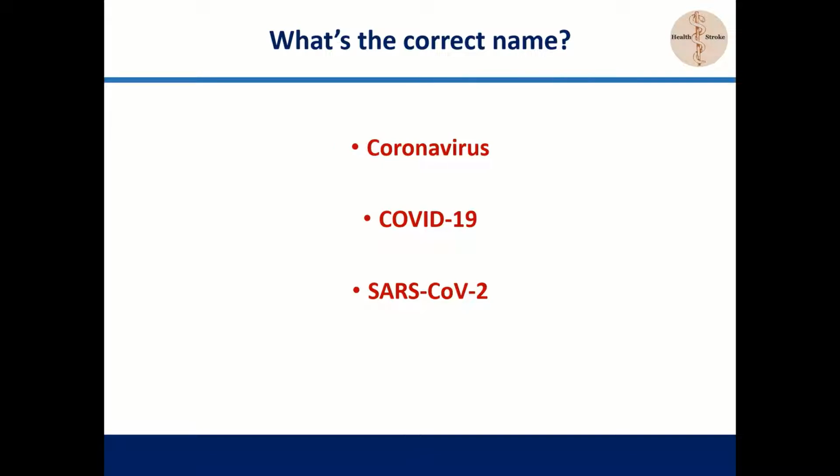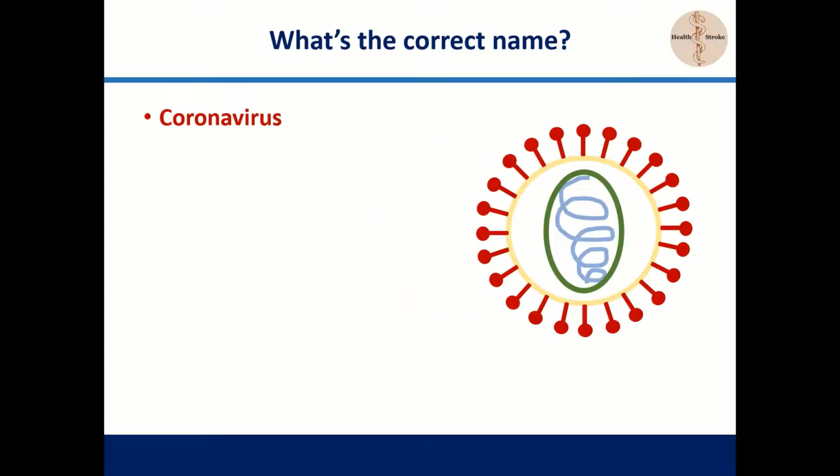Now, in different regions, people, or the media, have used different terms. Like in Asia, a lot of countries are using coronavirus, while in North America, COVID-19 is quite prevalent, while in the scientific communities, SARS-CoV-2 is the standard terminology which is used. Let's try to understand why there are different terms which are being used.